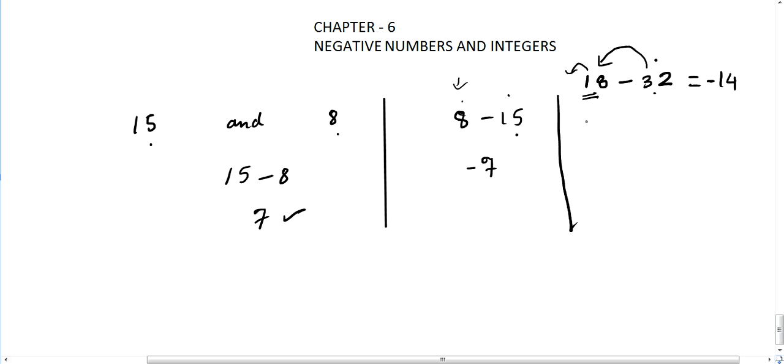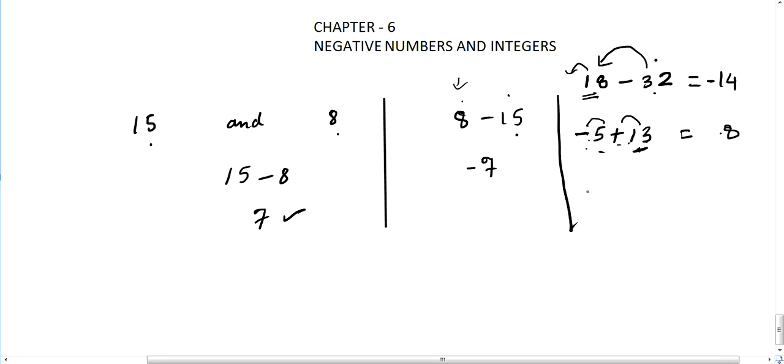Then if you are having minus 5 plus 13, in this example you are having one negative sign and one positive sign, minus 5 and plus 13. So if you are having a negative number and a positive number, you have to subtract, but there will be the sign of the bigger digit. So obviously 13 is bigger as compared to 5. So 13 minus 5 will give you 8, and 13 is positive, so you will write plus 8, or simply you can write 8.